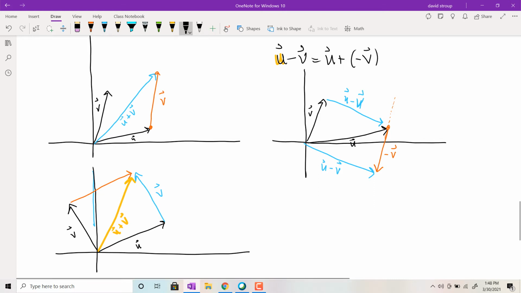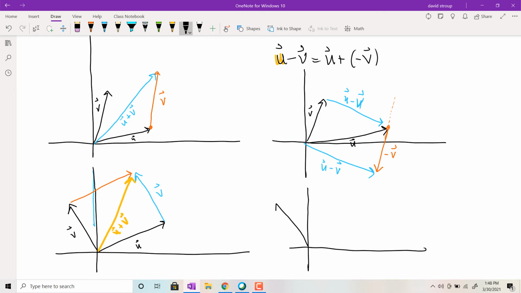So again, let's take a look at the other scenario that I created. Here's vector v, and here's some other vector u. To get the difference between the two, you can do the long way: attach negative v to the end of u, and then the difference is going from the initial point of u to the terminal end of negative v. But you can always just connect the terminal ends together, and that gives you u minus v.